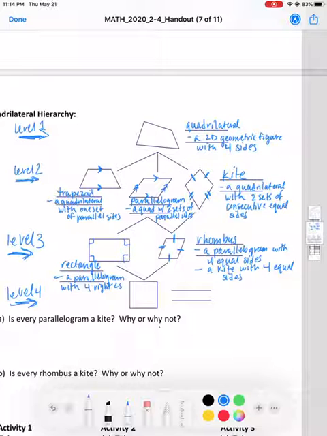Level 4 is a square, and the square has a lot of characteristics. Since it has 2 parents here, we have 2 branches coming down to the square, we can say that a square is a rectangle with 4 equal sides. And we can also say that a square is a kite.